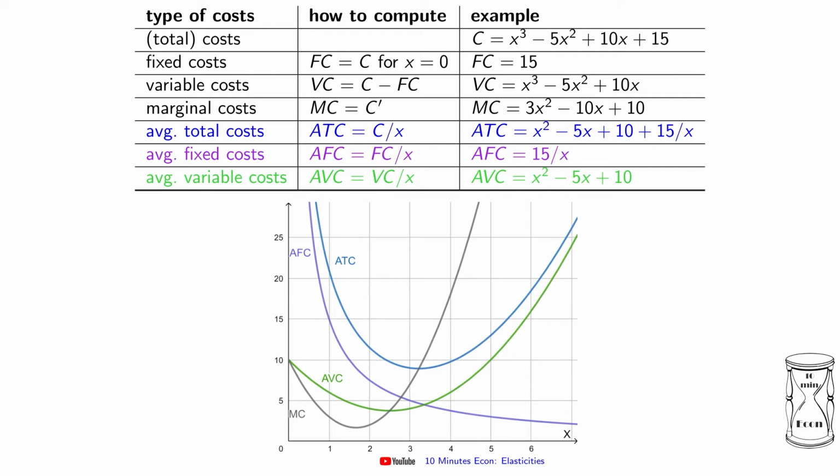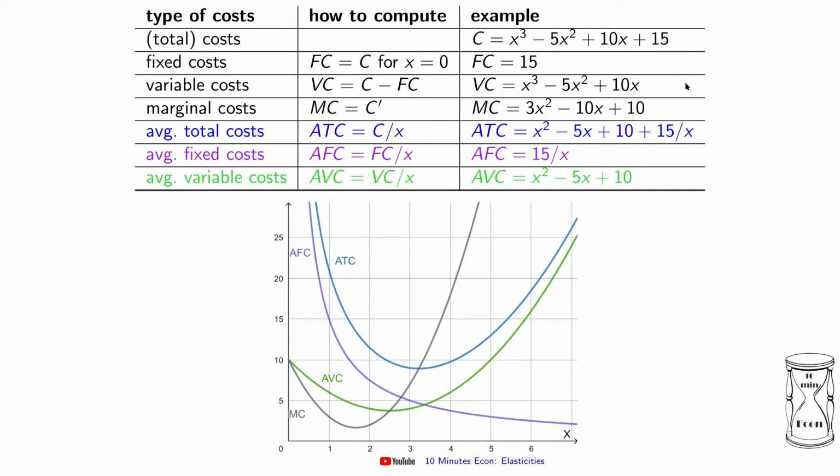In the second column, you have the fixed costs. These are the costs that you have even if you want to produce 0 units of output. Even if you don't produce anything at all, you still have to pay the fixed costs. So in our example, you plug in X equals 0, right? You don't produce anything and you still have to pay these costs of 15.